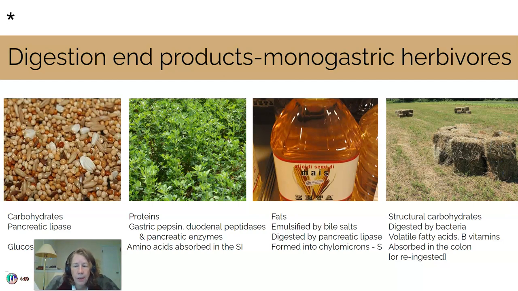And then the structural carbohydrates, the hays and the grasses, are digested by the bacteria. And those volatile fatty acids and B vitamins that are produced in exchange are usually absorbed in the colon. There are some monogastric herbivores, such as rabbits, that reingest that pellet that contains all of those products in it, and then it goes through the regular absorption process like a carnivore would.